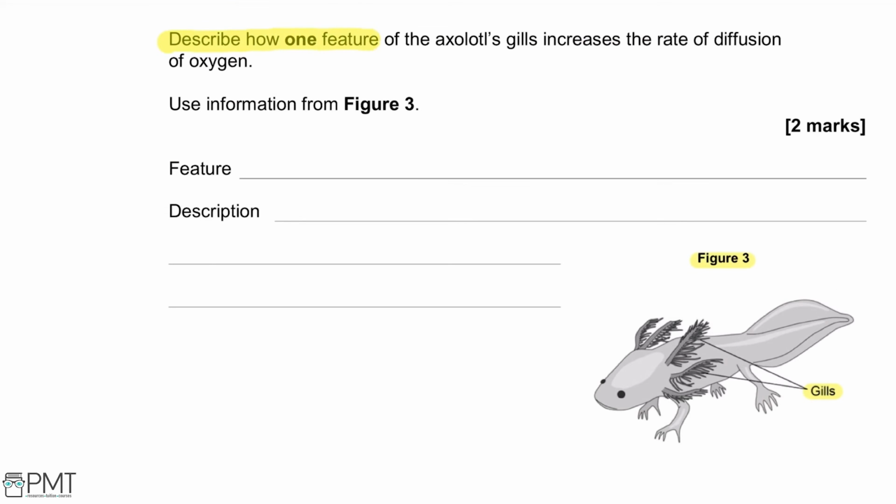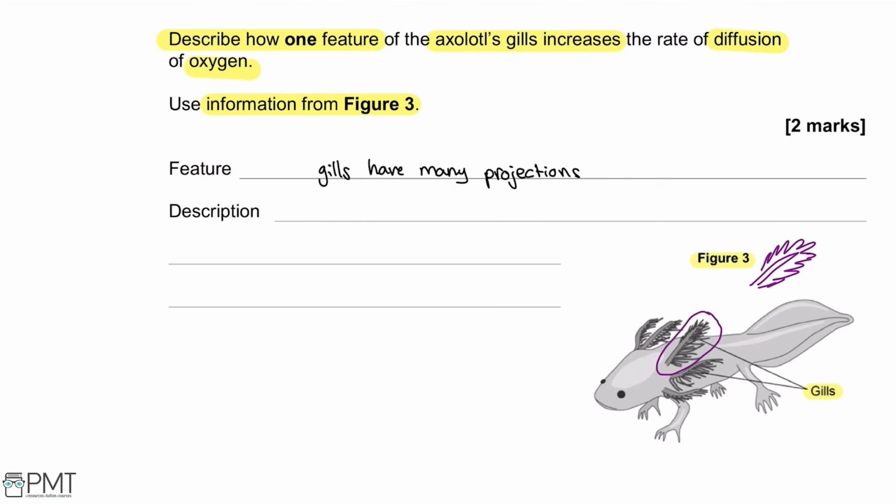Describe how one feature of the axolotl's gills increases the rate of diffusion of oxygen. Use information from figure 3. So we've got figure 3 in the bottom right corner here, and we can see the structure of the gills in the purple circle. And what we notice about them is that they have these projections outside of them, and what this does is increase their surface area, which means that there's more space for the diffusion to actually happen across. So that's what you can say for your answer, that the axolotl's gills have many projections, and that this gives them a large surface area.